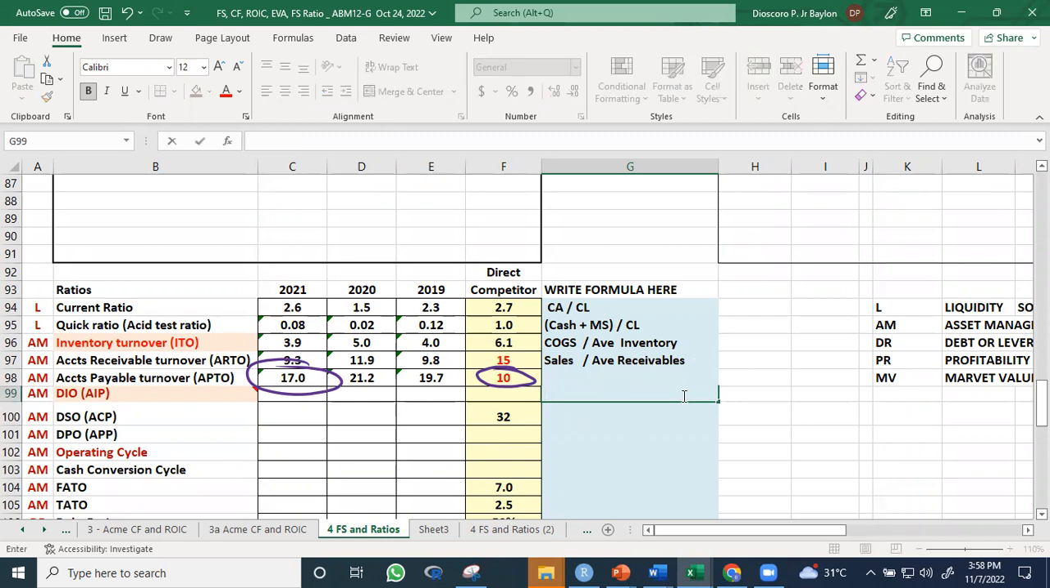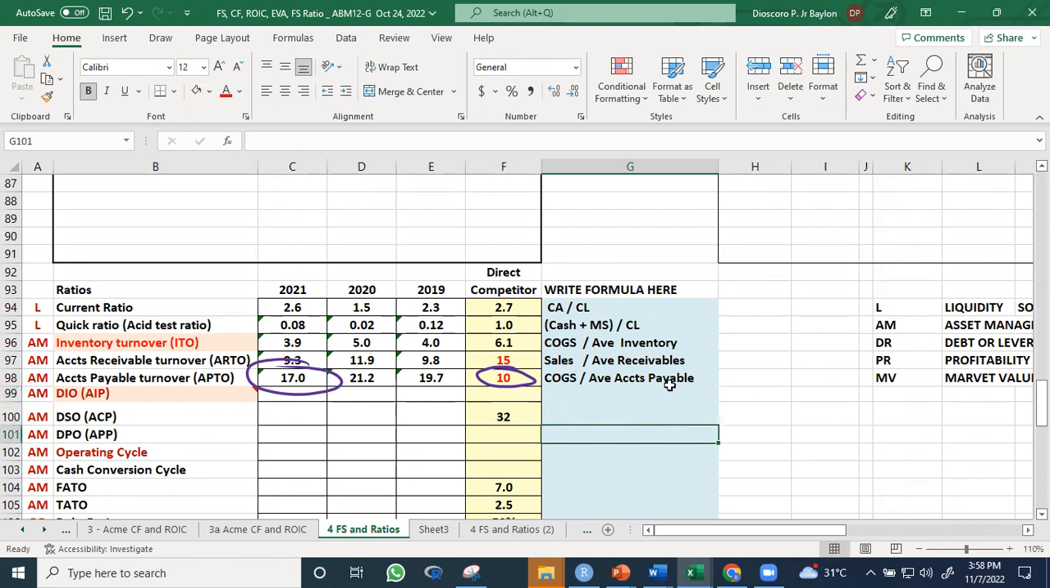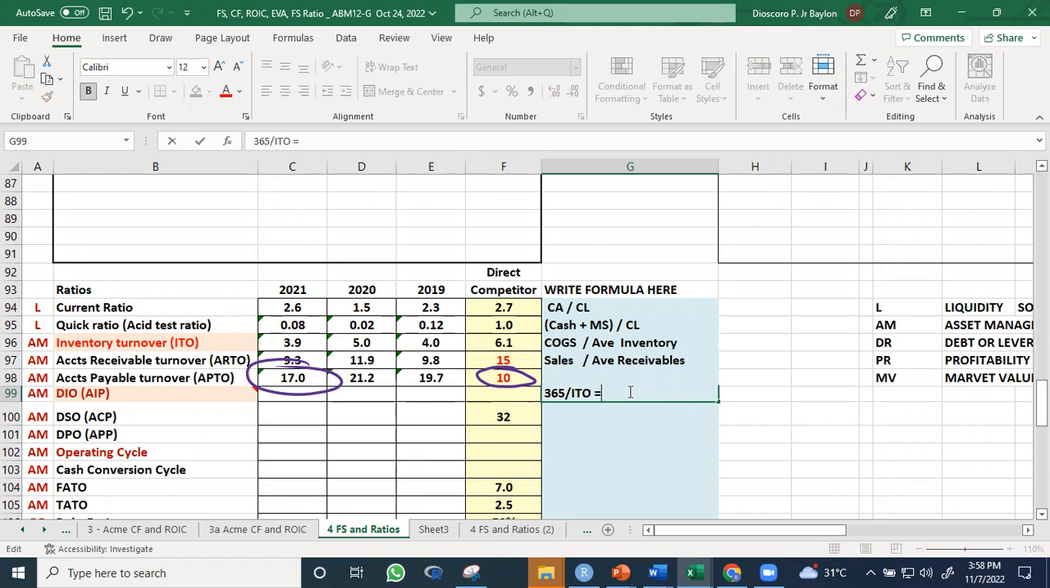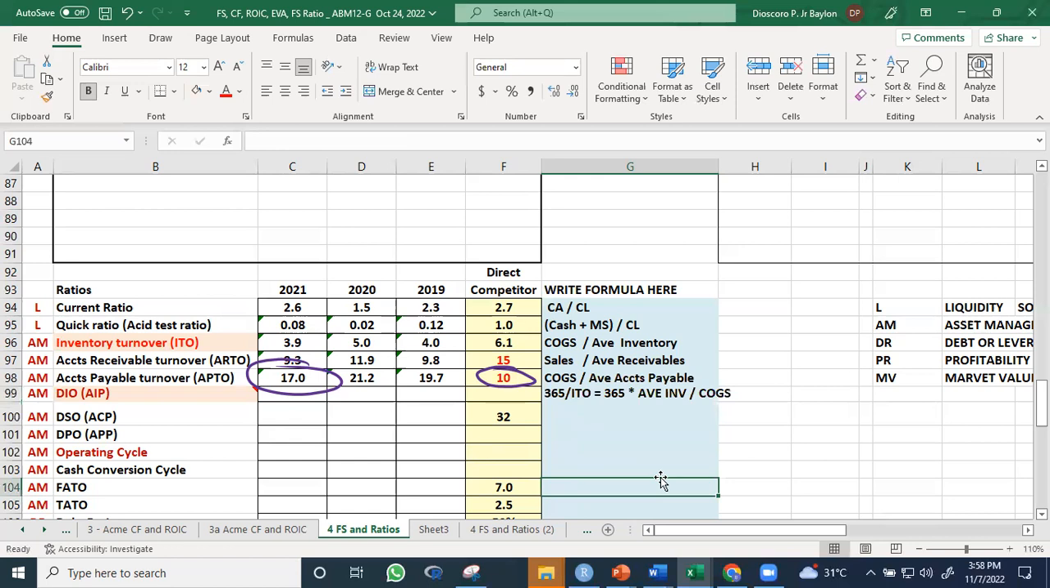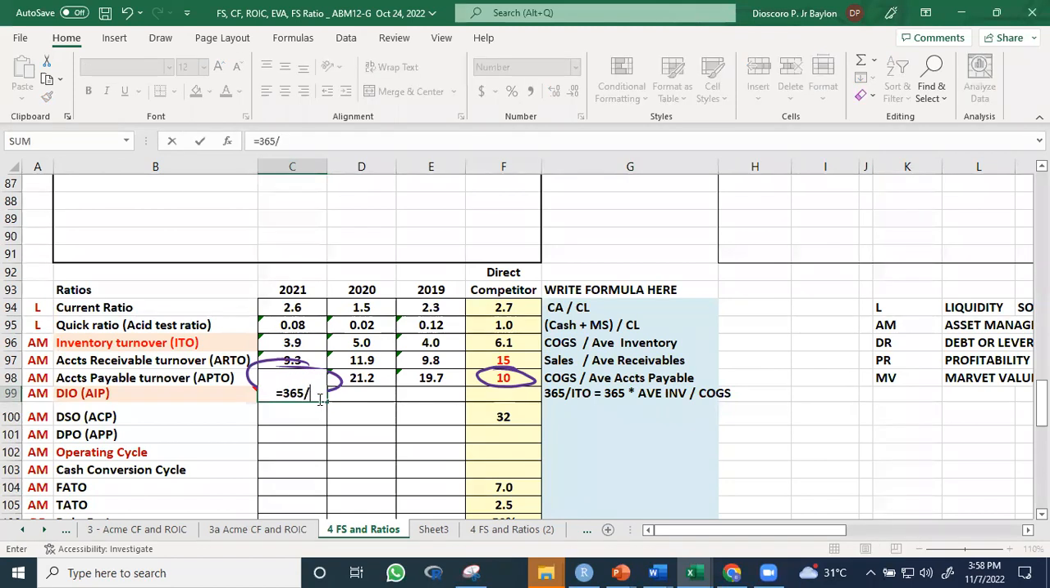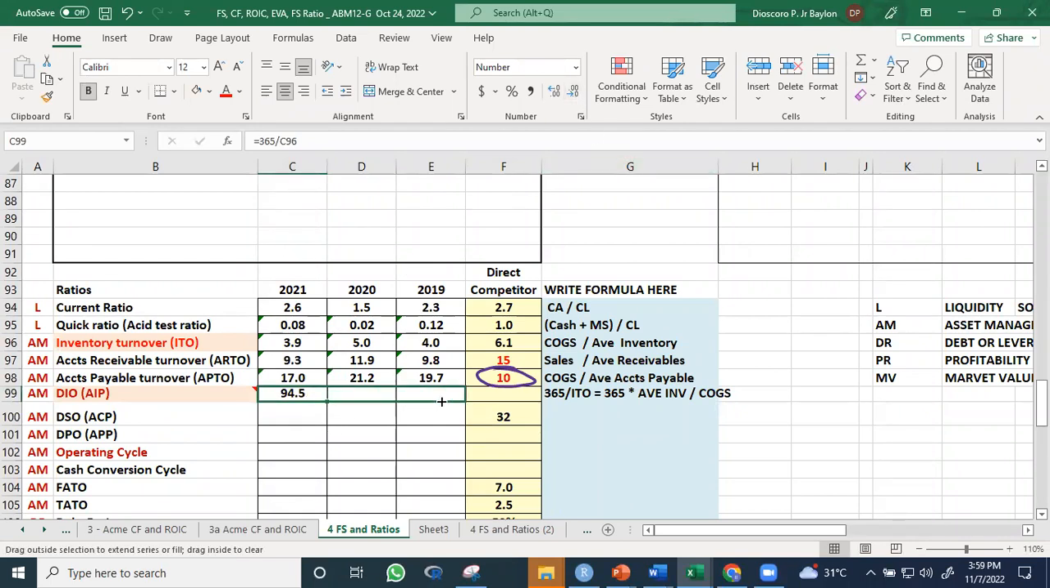Or this can also be, kung tutuusin, this is equal to 365 times average inventory divided by cost of goods sold. Diba? Okay, nabaliktad yung formula. No? Okay, multiplied by 365. Okay, so let's do that. 365 divide na natin dito sa ITO. Tanggalin ko nga to. So, 94.5 days.